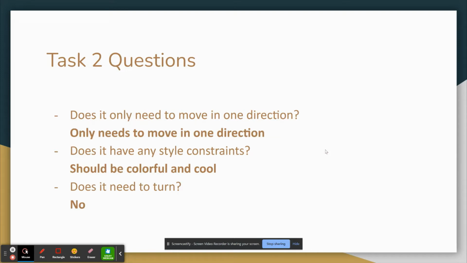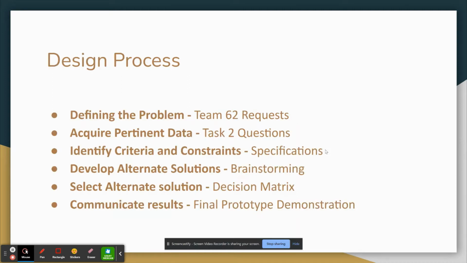So, questions we asked: does it need to move in only one direction? And they said it only needed to move in one direction. Does it have any style constraints? They said it should be colorful and cool. And we also asked, does it need to turn? And they said no. So this helped us simplify our design and guided us through the design process.